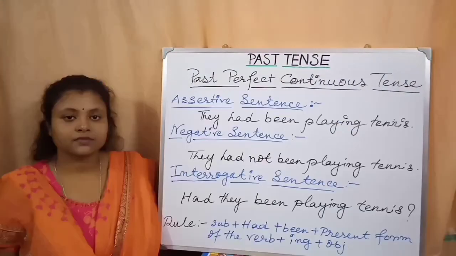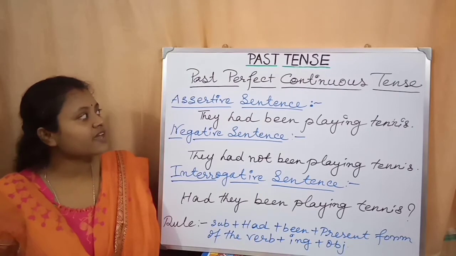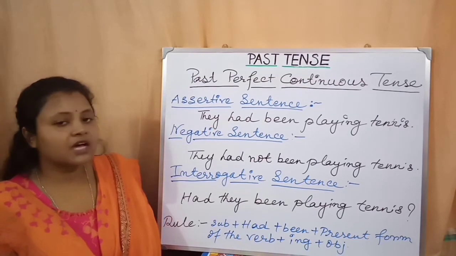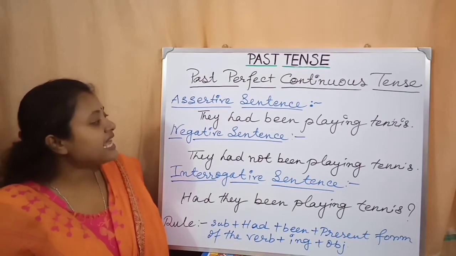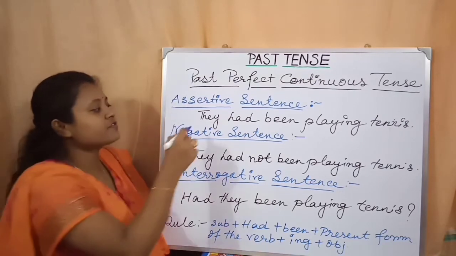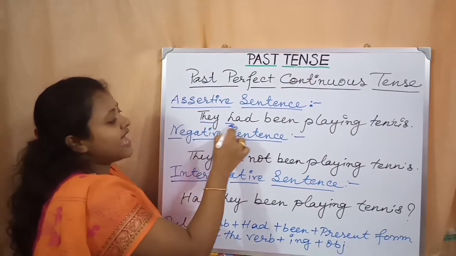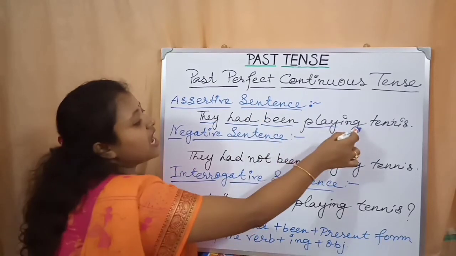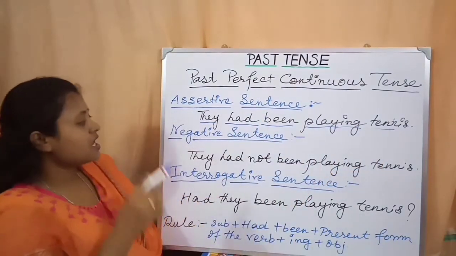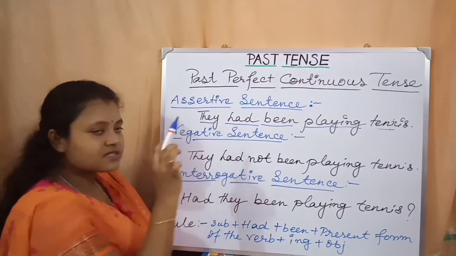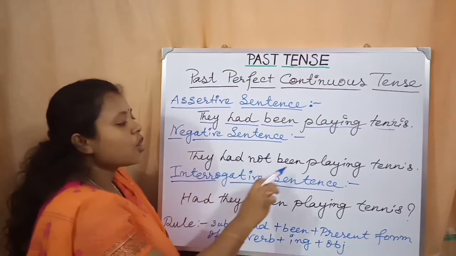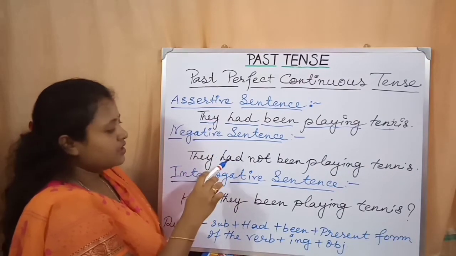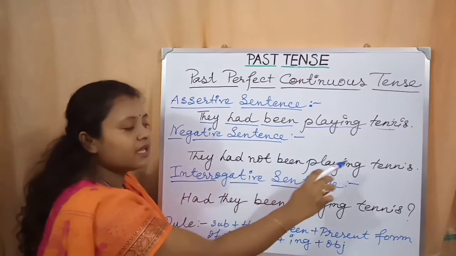Okay, students? So let me give you some examples from the past perfect continuous tense. So in assertive sentence, how will you write this sentence? They had been playing tennis. First you have to write the subject. After that had, then been, then the present form of the main verb, then ing, then object. How will you write the same sentence in negative statement? They had not been playing tennis. Only not you have to add after the auxiliary verb.